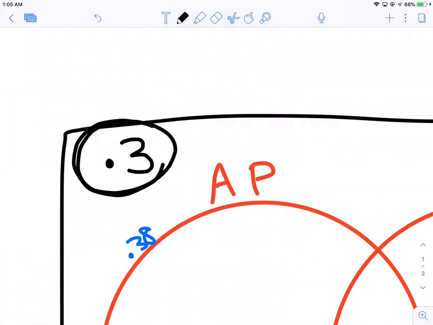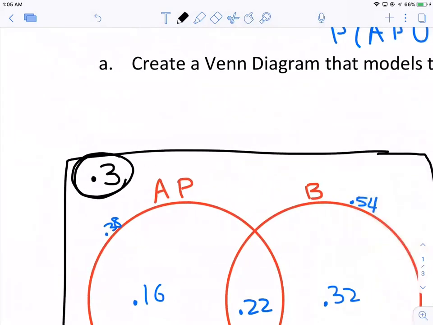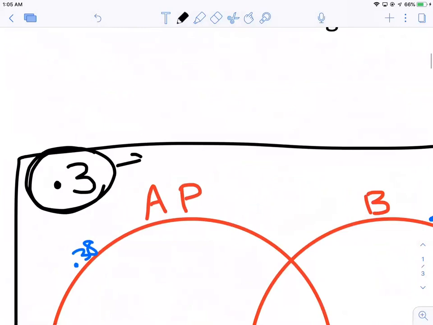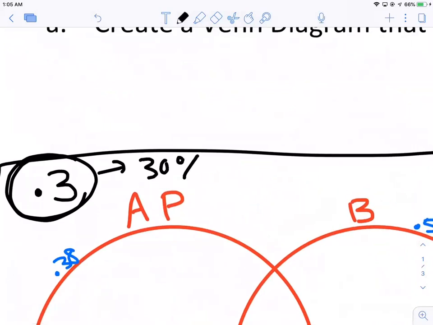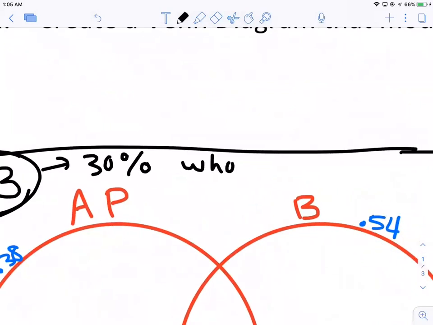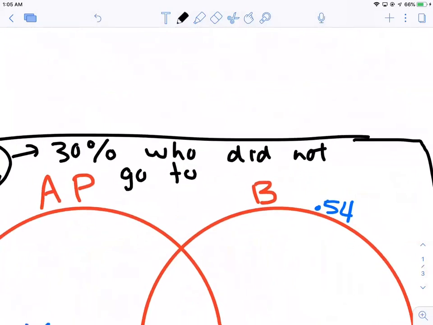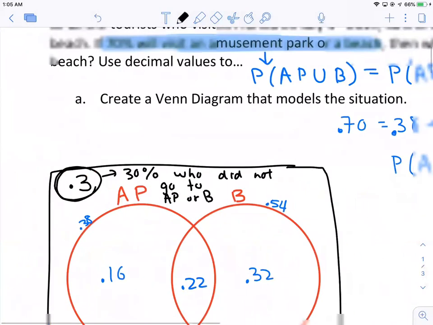And this number represents the people who do not go to an amusement park or a beach when they visit Florida on July 4th, 2019, right? This means 30% who did not go to a P or B, amusement park or beach, right?